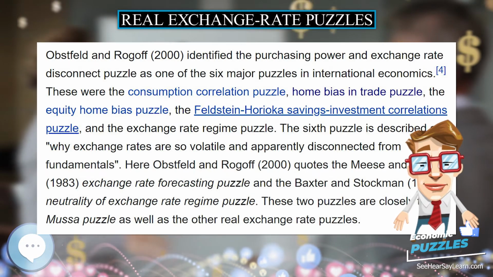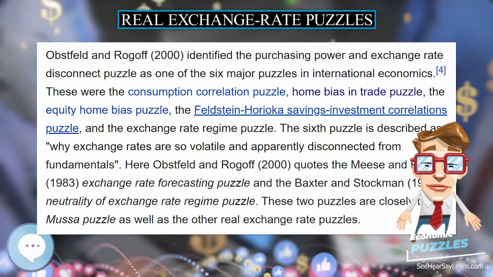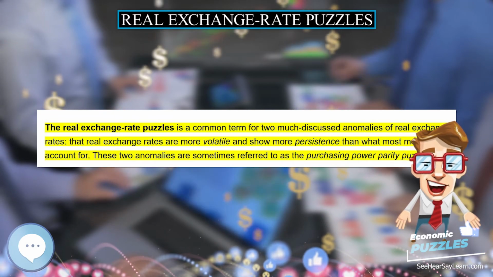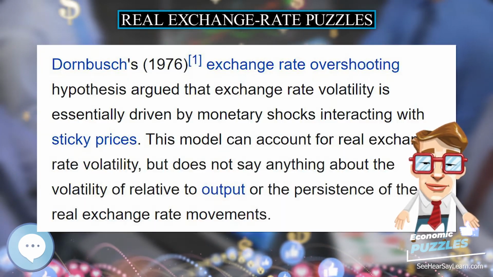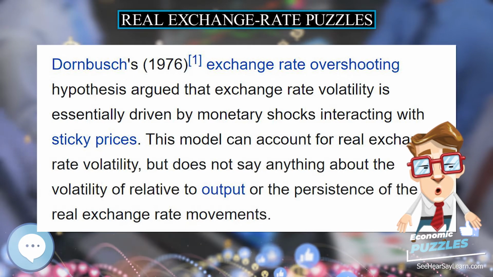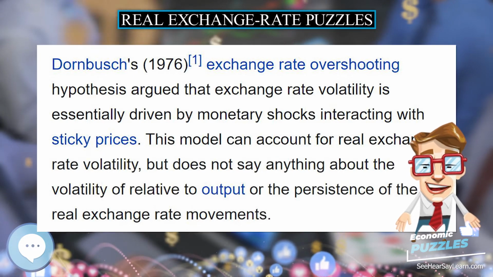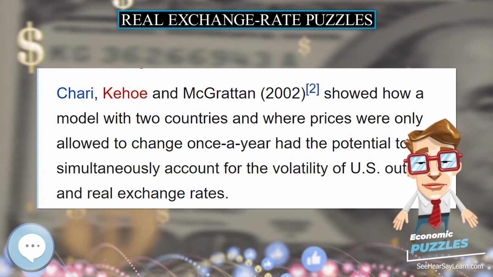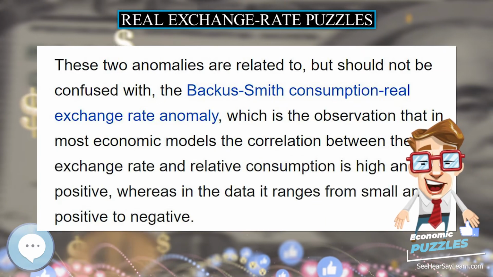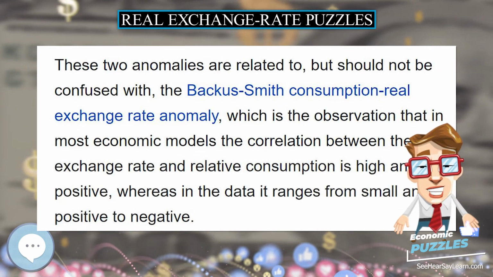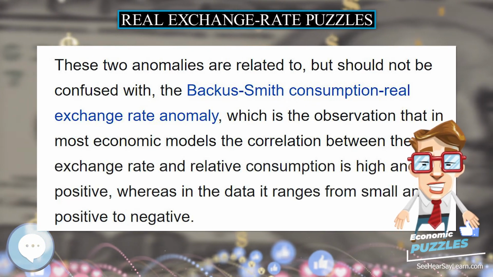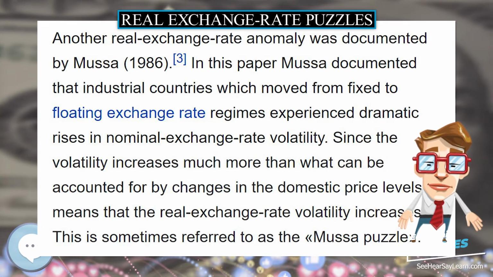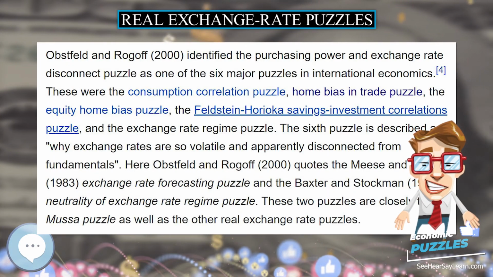Obstfeld and Rogoff, 2000, identified the purchasing power and exchange rate disconnect puzzle as one of the 6 major puzzles in international economics. These were the consumption correlation puzzle, the home bias in trade puzzle, the equity home bias puzzle, the Feldstein-Horioka savings investment correlations puzzle, and the exchange rate regime puzzle. The 6th puzzle is described as why exchange rates are so volatile and apparently disconnected from fundamentals.